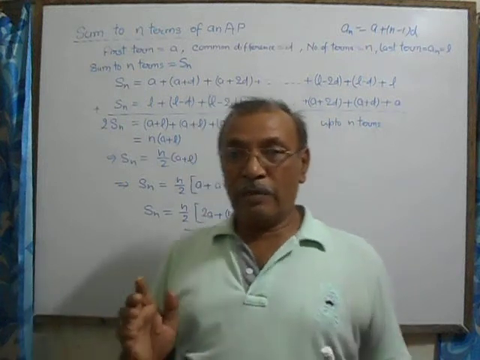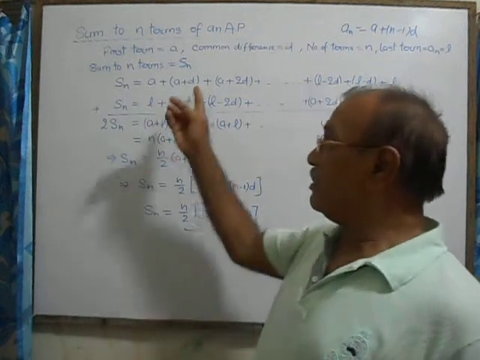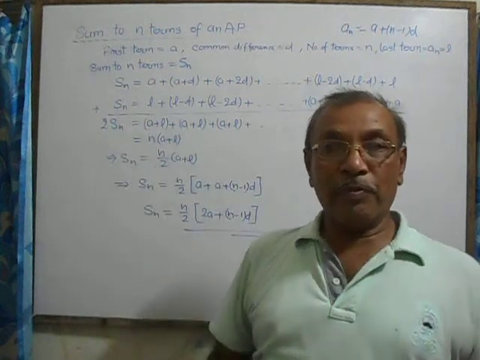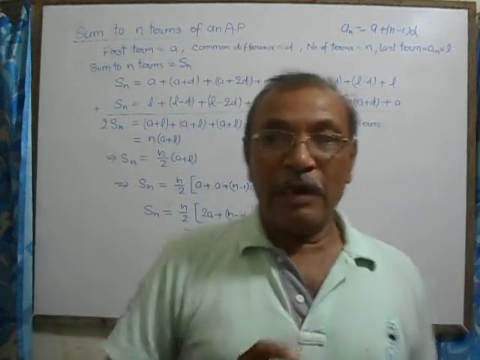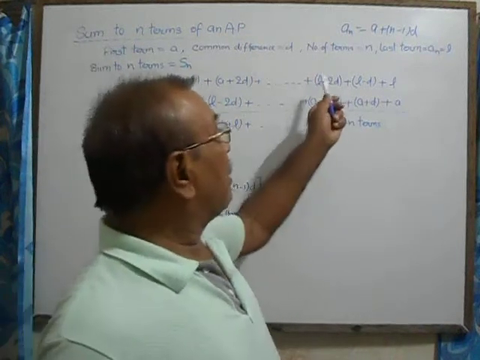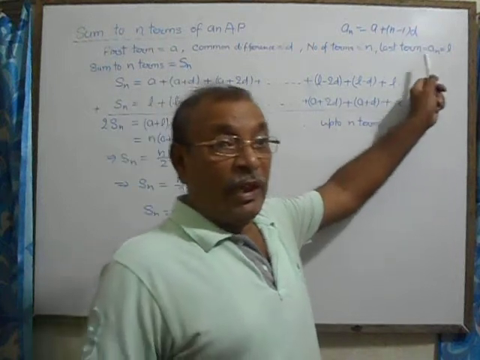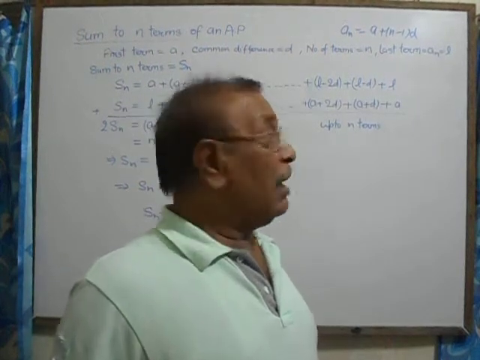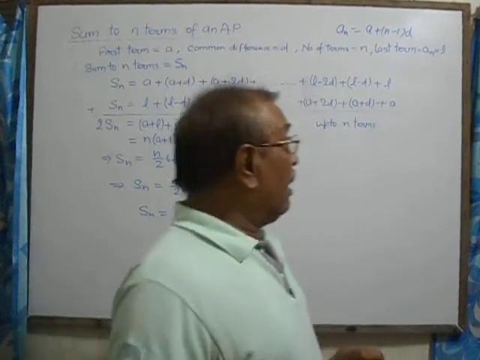The formula for the sum will be determined as given here. We suppose a is the first term, d is the common difference, and the number of terms is n. The last term, which is an, is denoted by L.